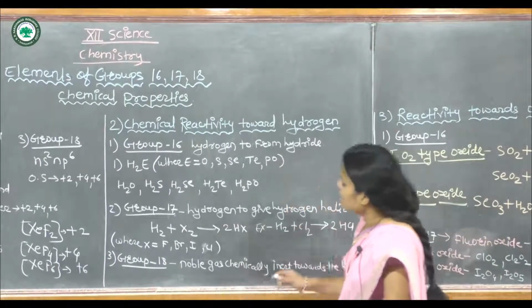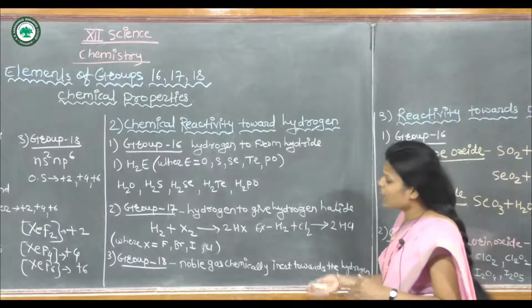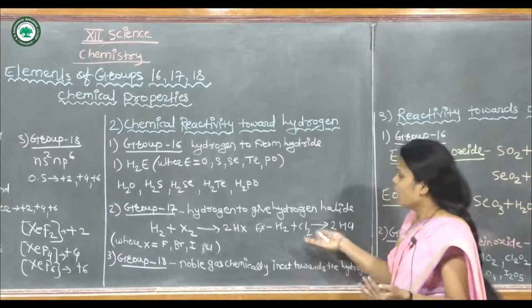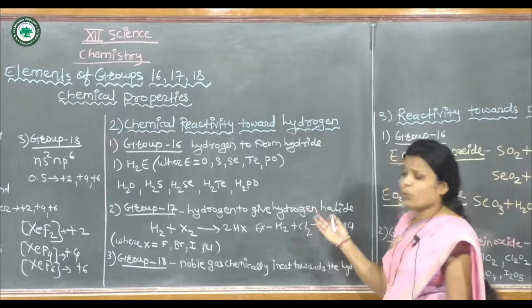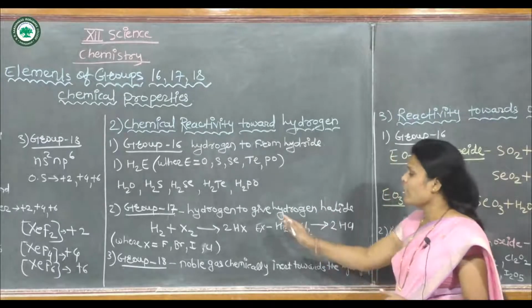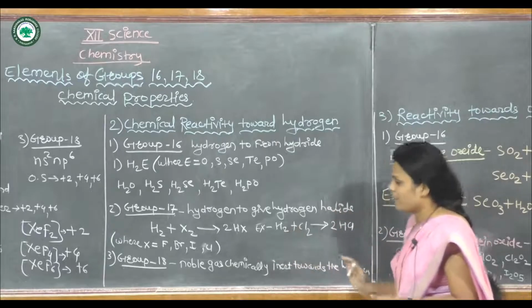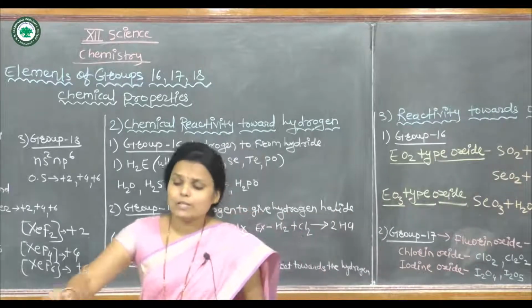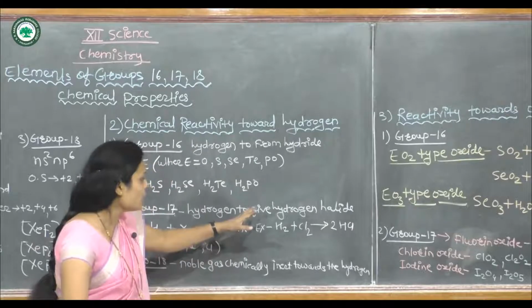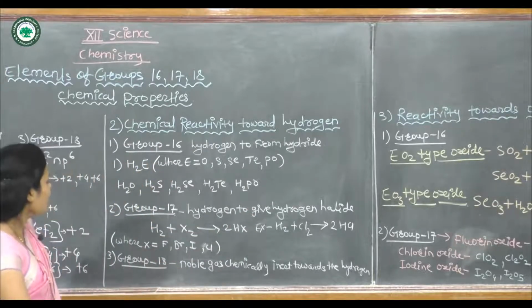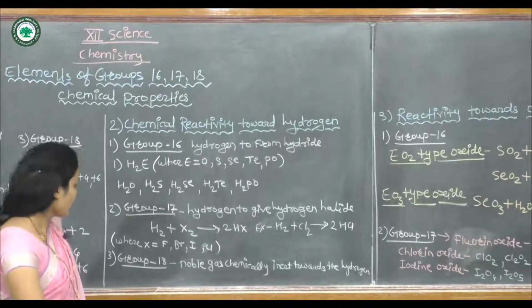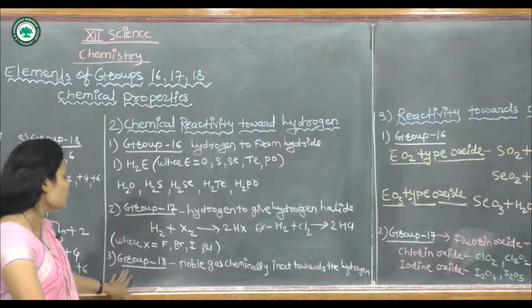Now we can take another example also. Hydrogen reacts with a fluorine molecule and then forms hydrogen fluoride. It's a formation of hydrogen fluoride. All of these are examples of the halogen family. Now the next group is group 18.